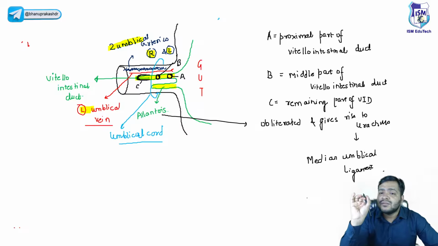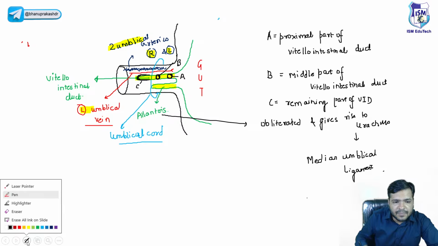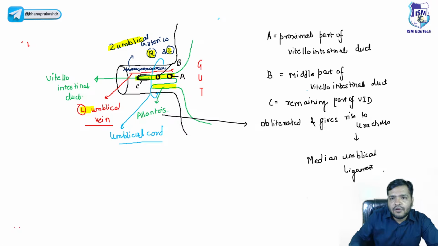So guys, if the proximal part of the VID, the vitello-intestinal duct, persists after birth, it will give rise to a clinical condition called Meckel's diverticulum.